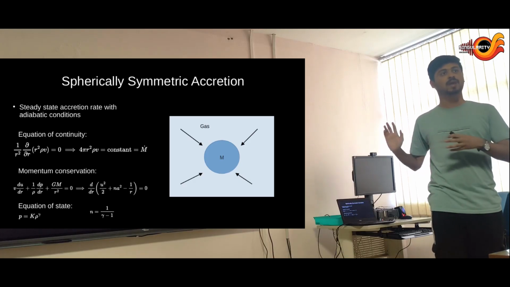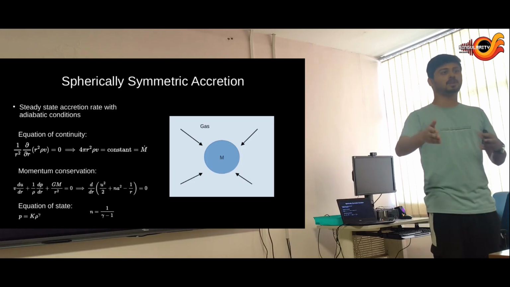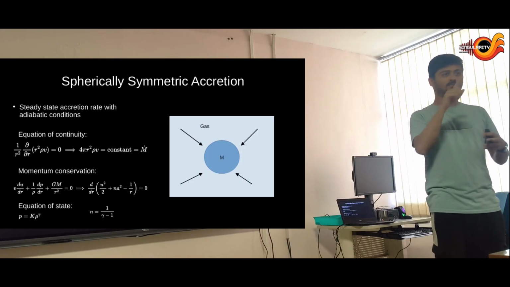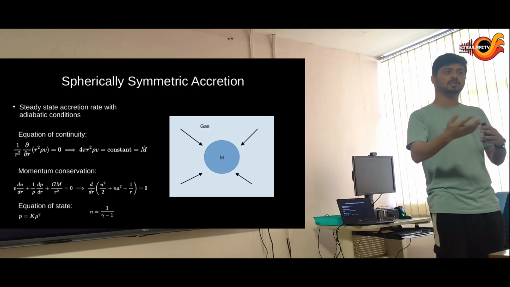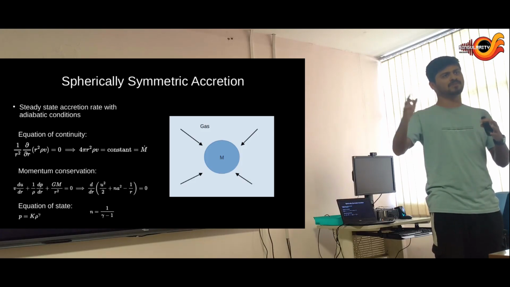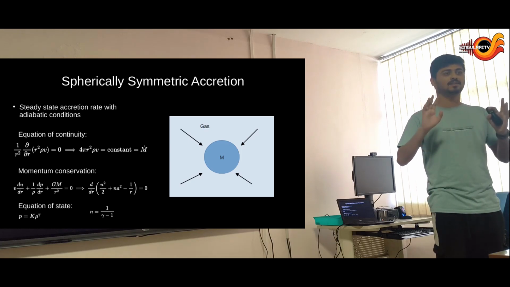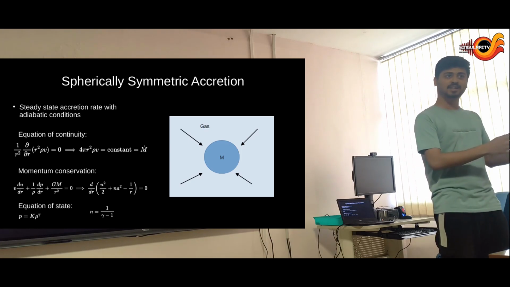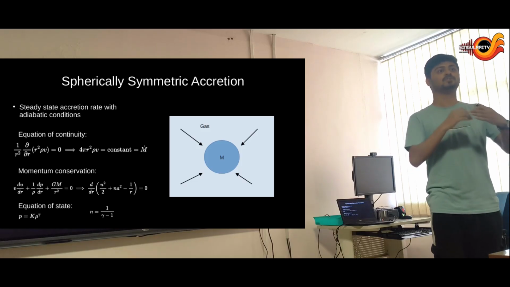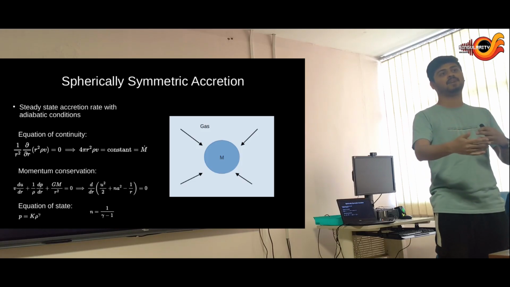To bypass this, they introduced an alpha term. They said this alpha term will denote viscosity, and that alpha will have some value less than 0.1. Whatever the source of viscosity, we don't care, but the magnitude of the viscosity is characterized by this alpha term.